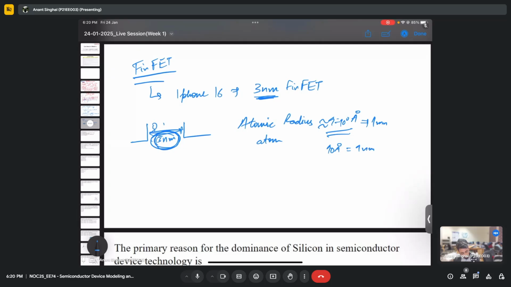So if 10 angstrom is 1 nanometer, there will be only 3 atoms in this particular channel, and what we want is thousands, or in fact 10 to the power 16 per centimeter cube of carriers in this particular channel. So by decreasing this channel length, we are dividing these channel carriers. This is how the device scaling has stopped a bit, and that is why people are looking towards more materials that can help in giving out the same current without reducing this channel length. So this is how new devices are coming into the picture.